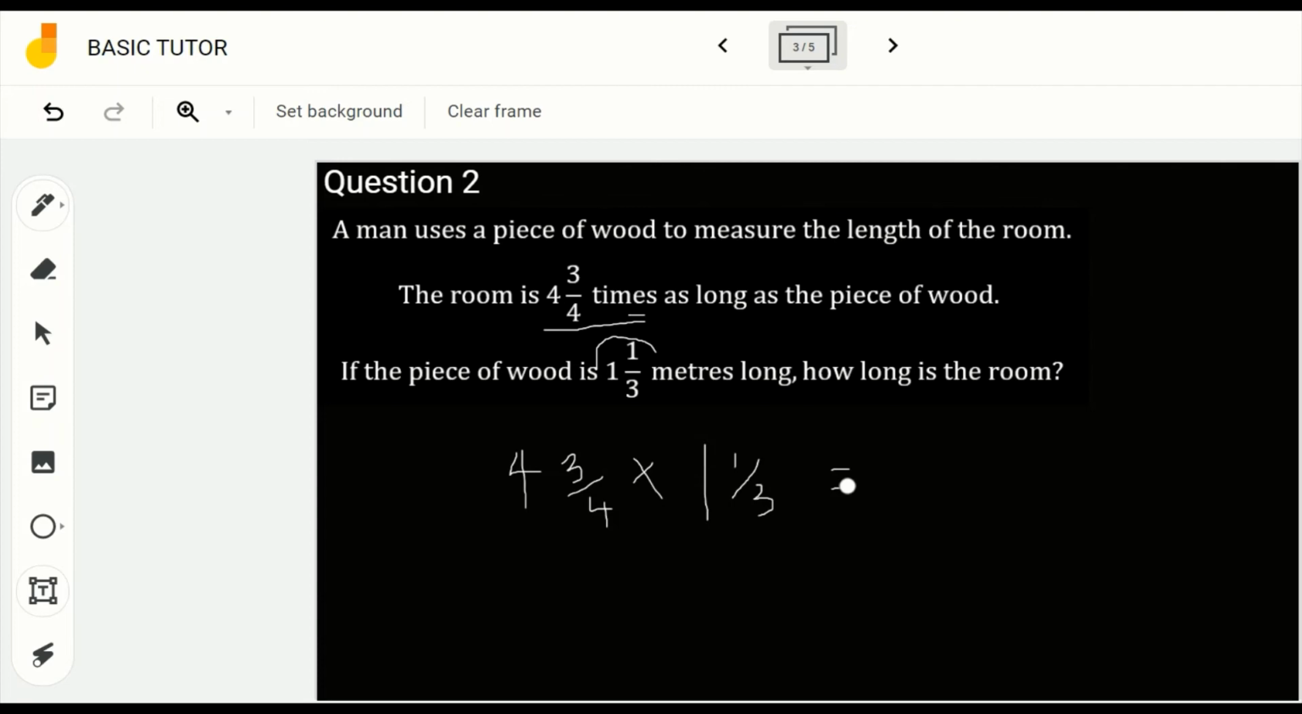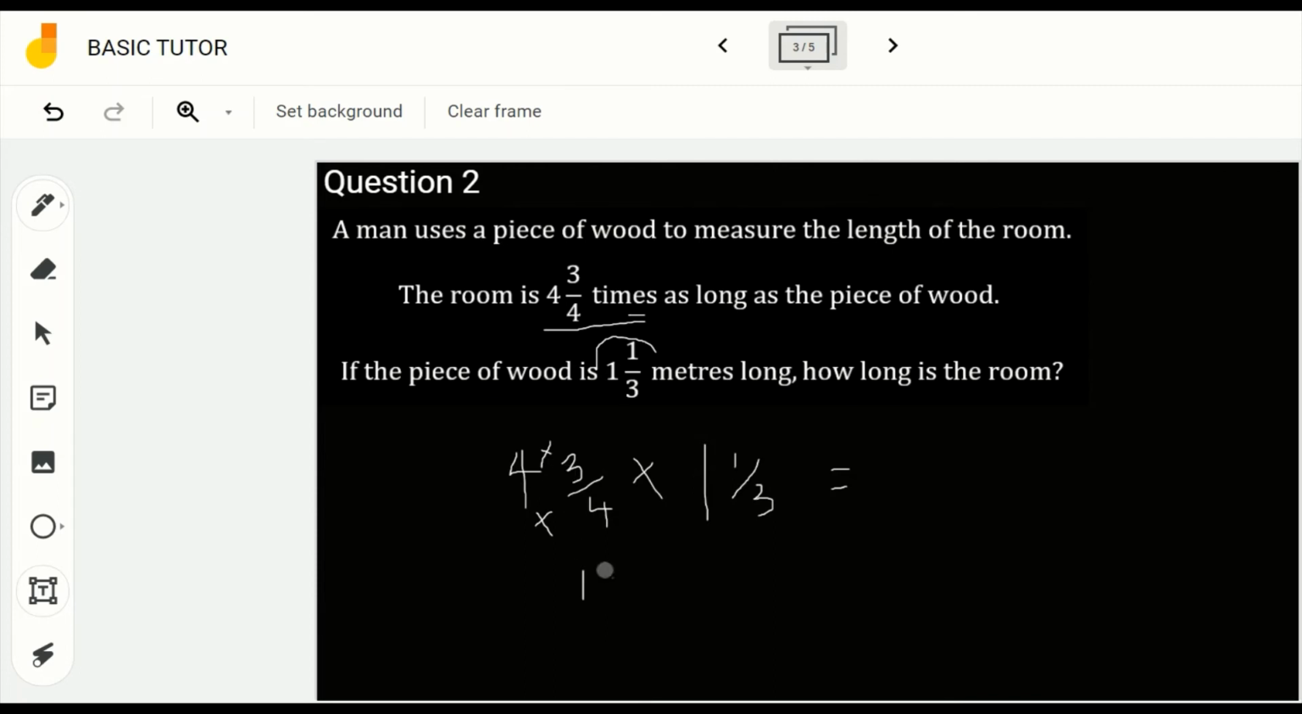Before I can solve this question, I have to convert these mixed fractions. As you can see, these are mixed fractions, so I have to convert mixed fractions to improper fractions. A mixed fraction is a fraction that has a whole number and a proper fraction. So how do I do that? The denominator multiplies the whole number, then we add the result to the numerator. So 4 times 4 is 16. 16 plus 3 is 19.